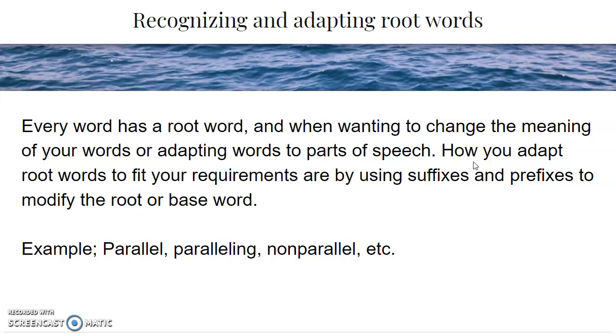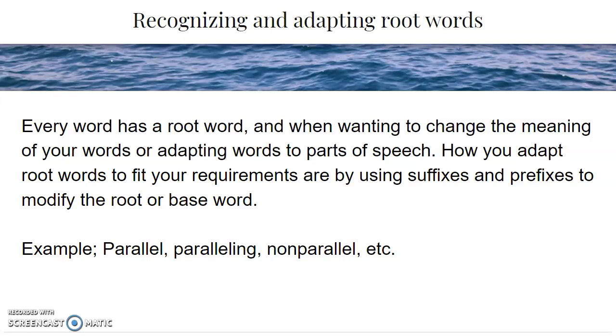Section B of 4 is recognizing and adapting root words according to meaning or parts of speech. Basically, every word has a root word, and when wanting to change the meaning of your words or adapting words to parts of speech, you adapt root words to fit your requirements by using suffixes and prefixes to modify the root or base words.